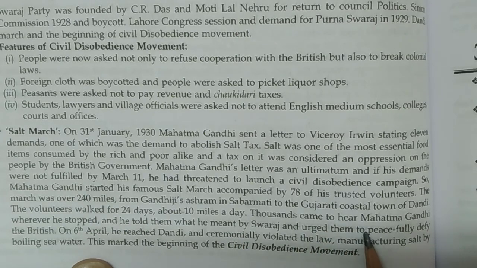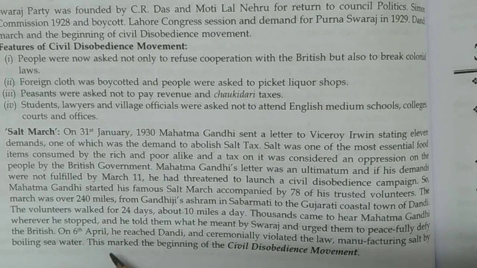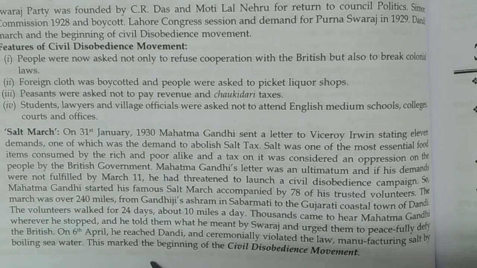Thousands came to hear Mahatma Gandhi wherever he stopped, and he told them what he meant by Swaraj and urged them to peacefully defy the British. On 6th April, he reached Dandi and ceremonially violated the law by manufacturing salt by boiling seawater. This marked the beginning of the civil disobedience movement.